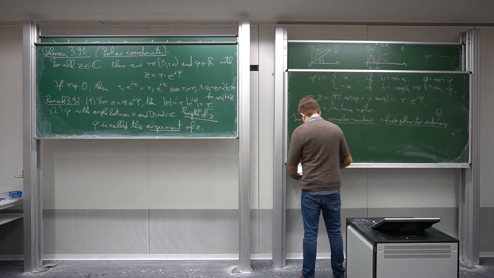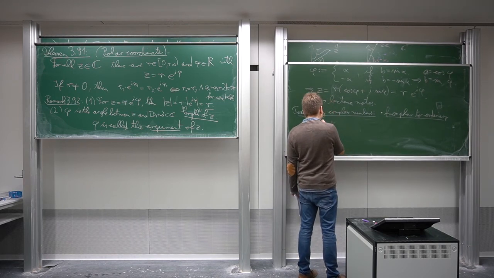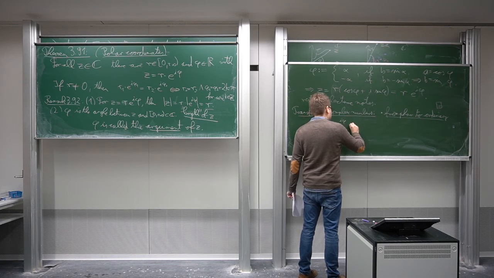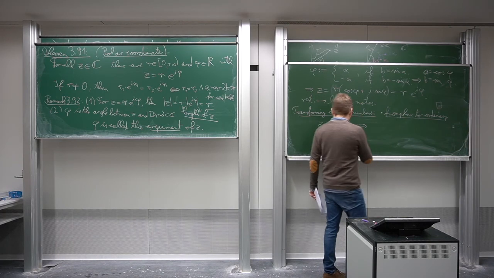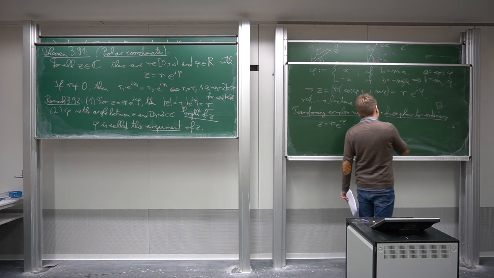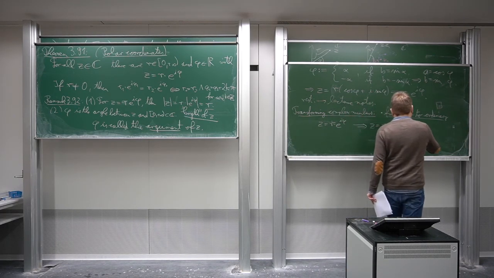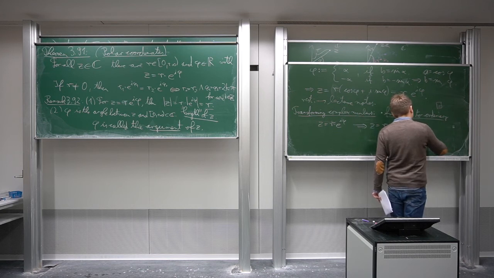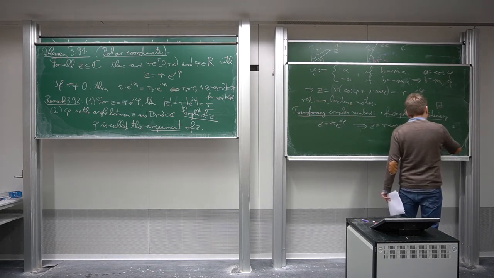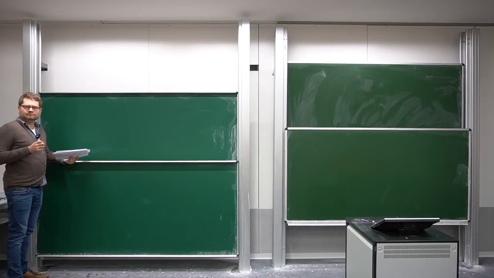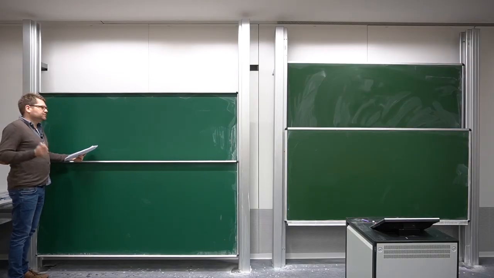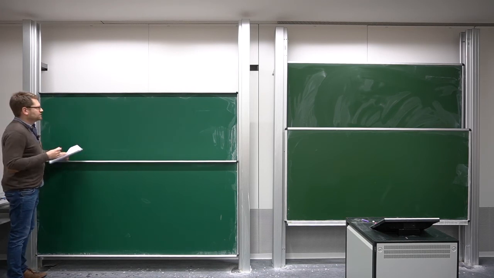So this is easy. If Z is R times e to the I phi, and we want to display this as real part plus I times imaginary part, we can just use Euler's formula. This is r times the cosine of phi plus I times r times sine of phi. So here we get real and imaginary part directly. Sorry, I just made another mistake and used the opportunity to erase the board at the same time.